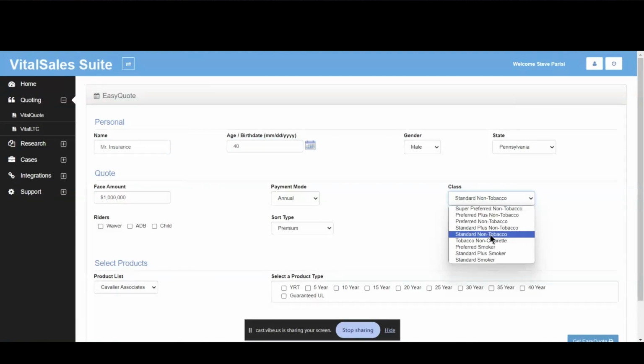Maybe he's a little overweight. Maybe he's on high blood pressure medicine. He's got some health issues, but nothing drastic or nothing very serious. So we're going to start at non-tobacco to shoot things conservative. And let's look at a 20-year term.